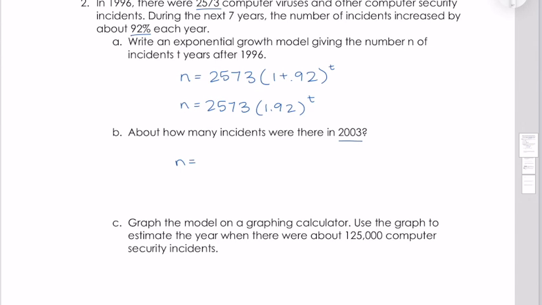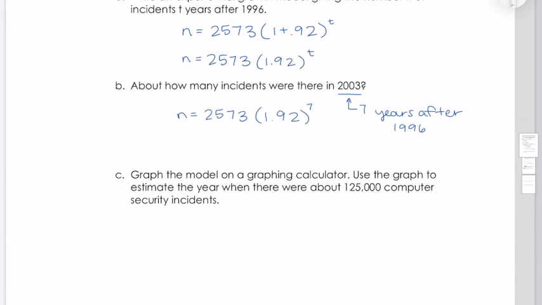Now, how many incidents were there in 2003? Well, T is the years after 1996. So that means 2003 is 7 years after 1996. So I put a 7 in for T. So you don't put 2003 right there. That would give you a totally different number. It's years since 1996.